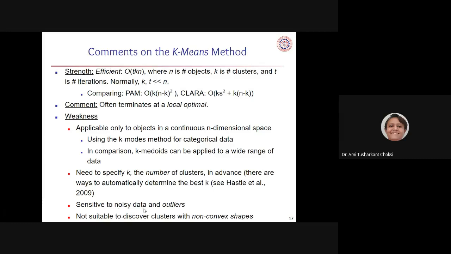Sensitive to noisy data and outliers. Outliers are the data objects that do not follow the normal behavior of the objects, right? Not suitable to discover clusters with non-convex shapes, fine?